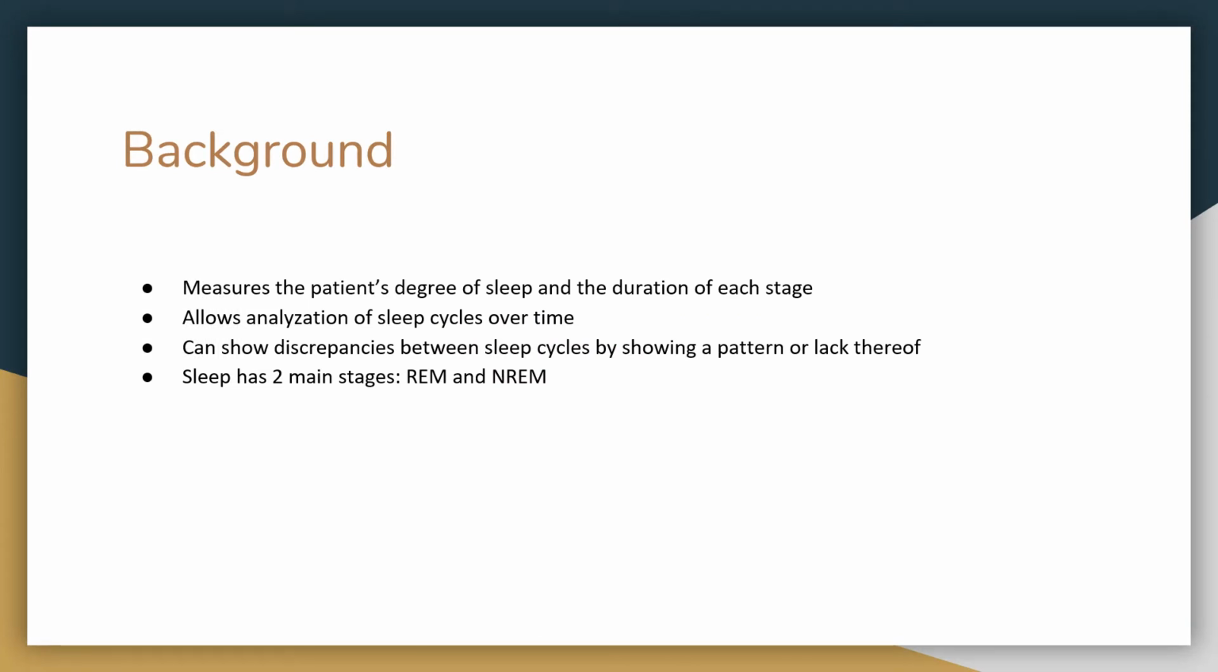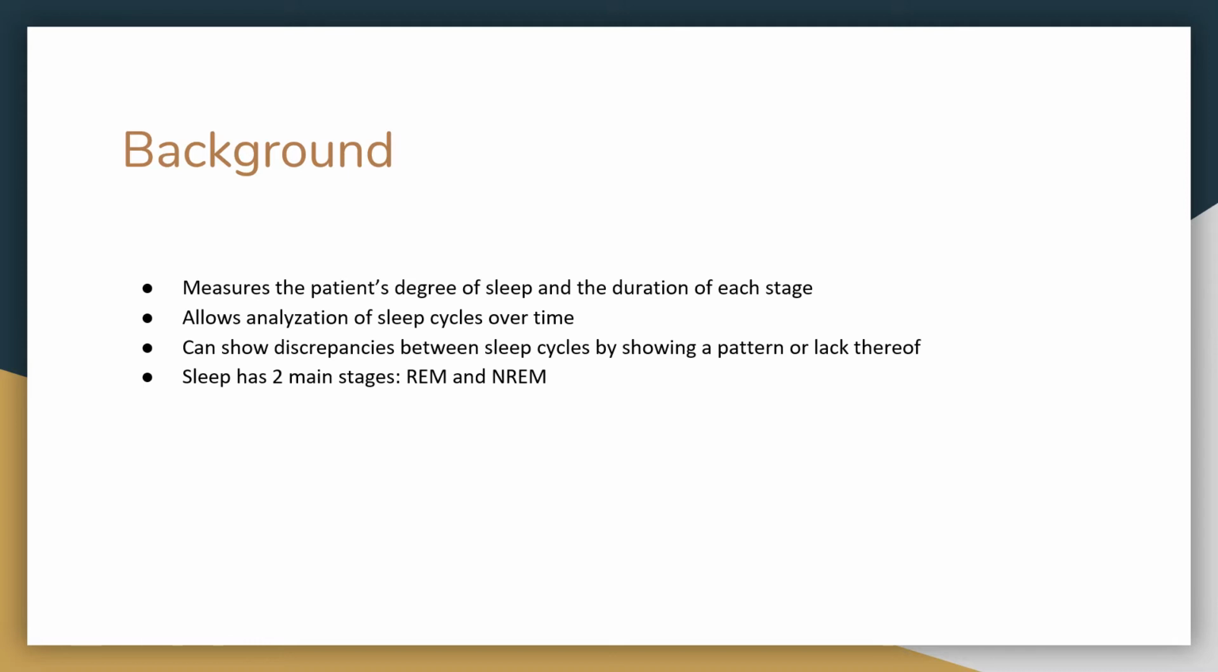Hypnograms show which stage a patient is in and how long they stay in each stage of the sleep cycle. They measure signals from the brain, eyes, and skeletal muscles in increments of 30-second epochs to get an accurate reading. Hypnograms may differ from each individual, but hypnograms from healthy patients follow a similar pattern.